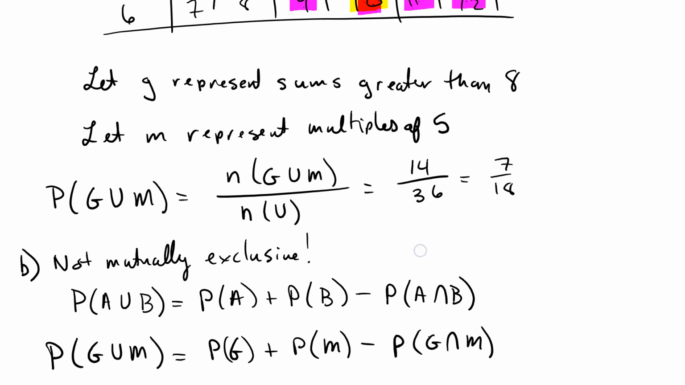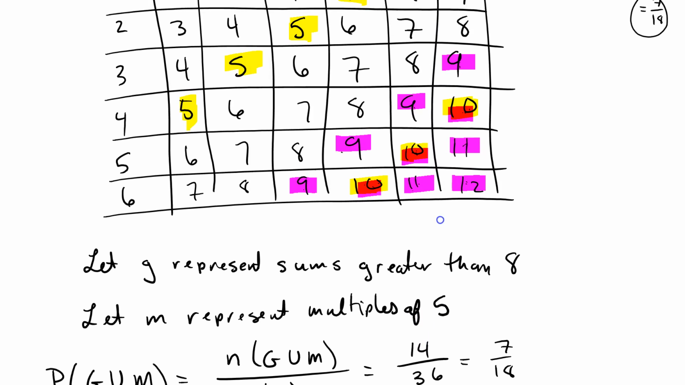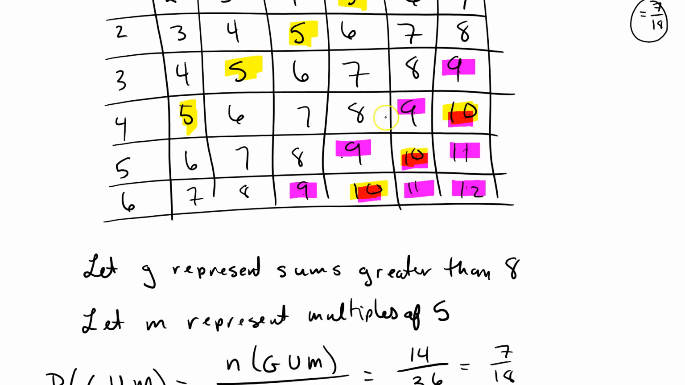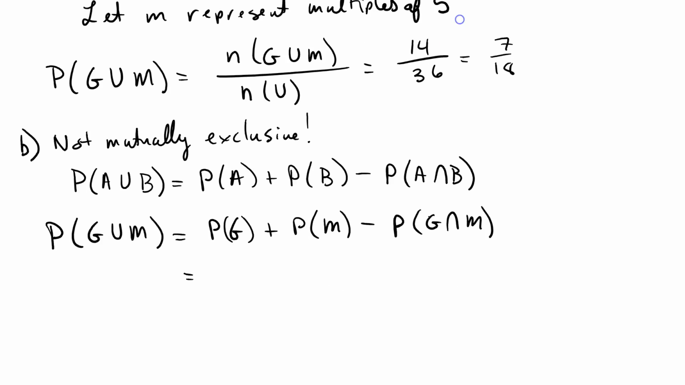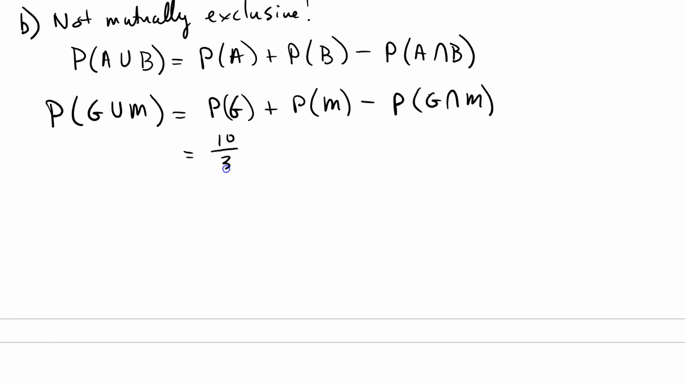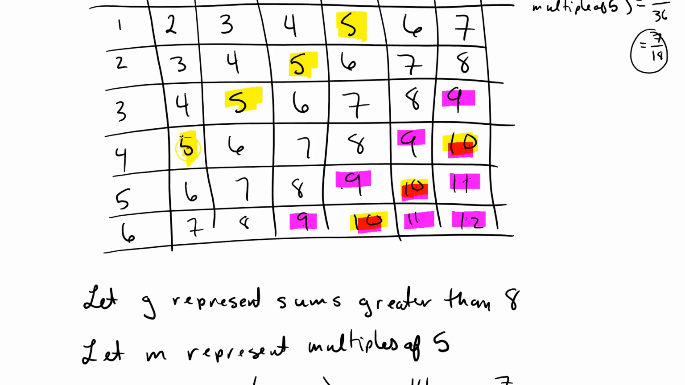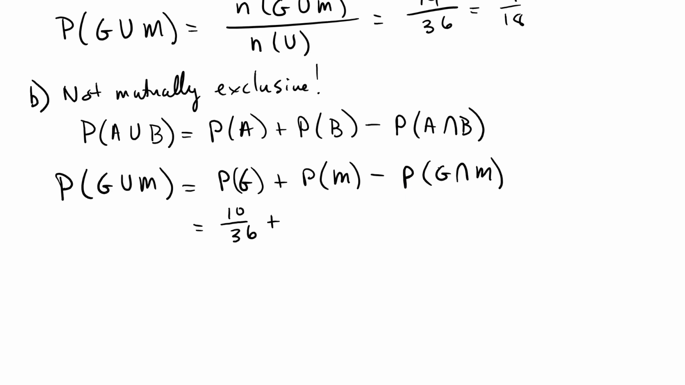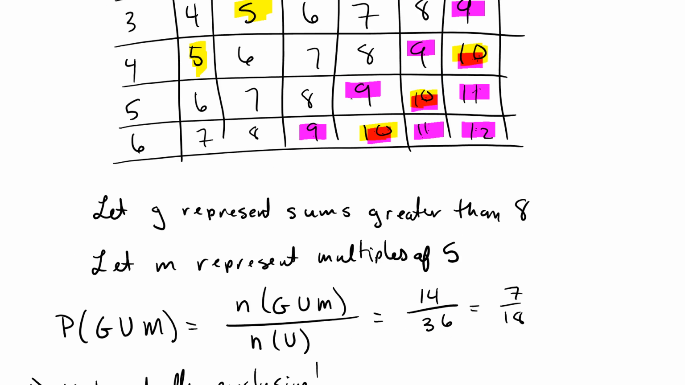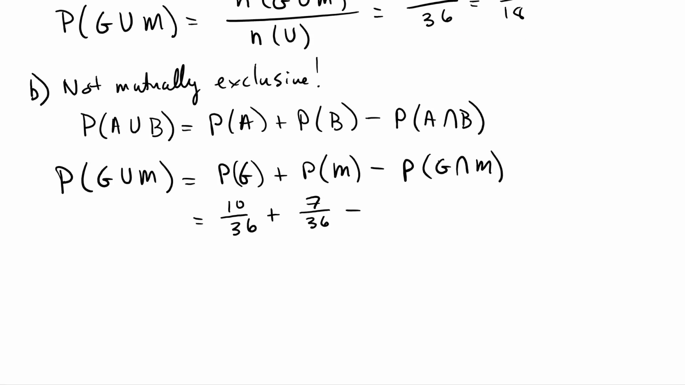So the probability of sums that are greater than 8 are 1, 2, 3, 4, 5, 6, 7, 8, 9, 10. So 10 out of 36 outcomes, plus the probability of it being a multiple of 5. 1, 2, 3, 4, 5, 6, 7, plus 7 over 36, minus the intersection, so the double counted, or the double colored, 1, 2, 3. Ten plus 7 is 17, minus 3 is 14 over 36.